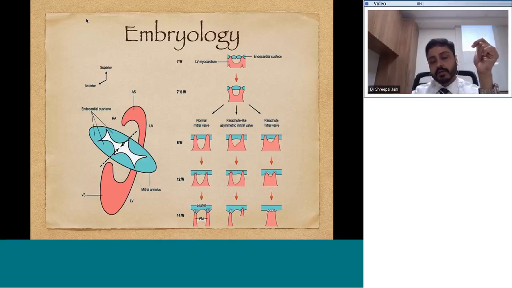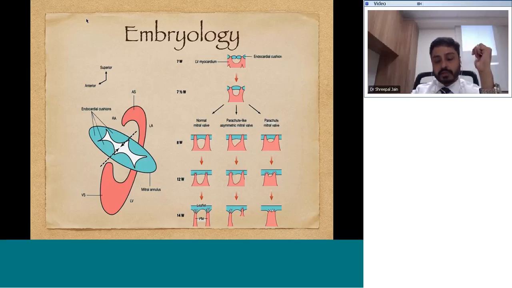Between 7 to 8 weeks, there is a process called delamination, wherein there is separation of these muscular strands from the LV myocardium, eventually resulting in two sets of muscles, which will give rise to your anterolateral and the posteromedial papillary muscles.